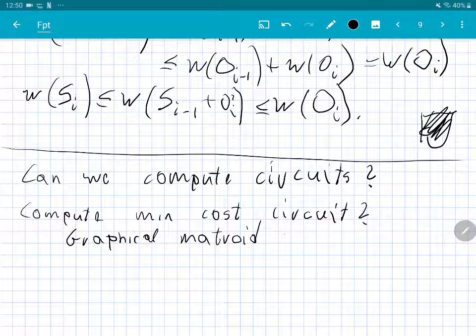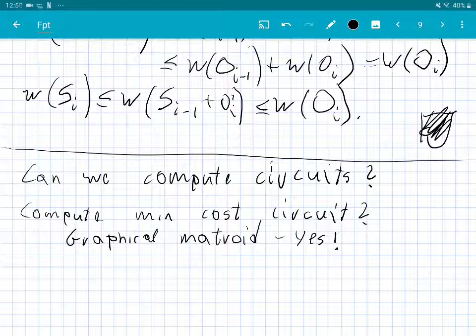Right. For graphical matroids, the answer is yes, we can do this. Because it's just finding the shortest circuit in a graph, right? The easiest, laziest way to do it is you take a graph, remove an edge, and compute the shortest path between the two endpoints of the missing edge in the remaining graph. You do it for every edge, and you return the minimum one found. It's not very efficient, but it would work.